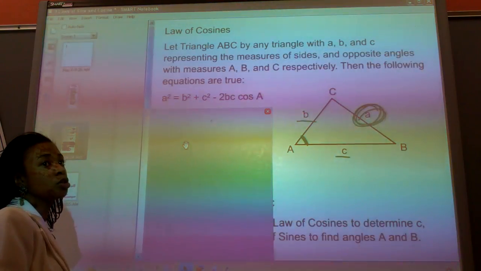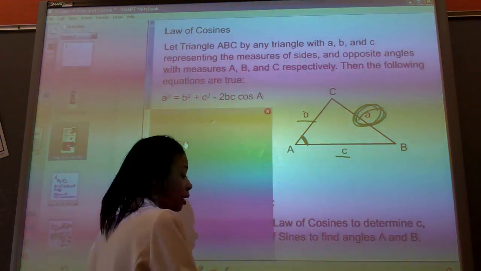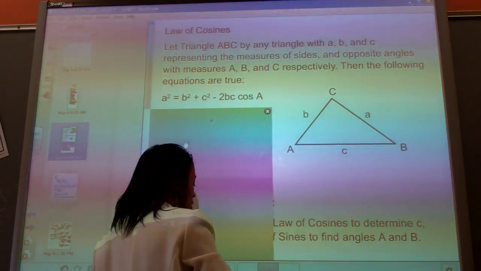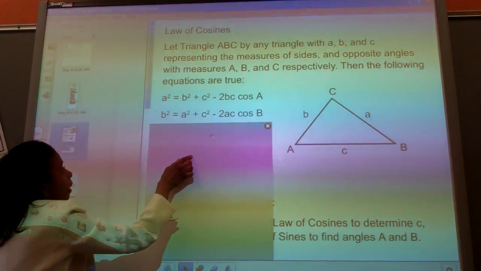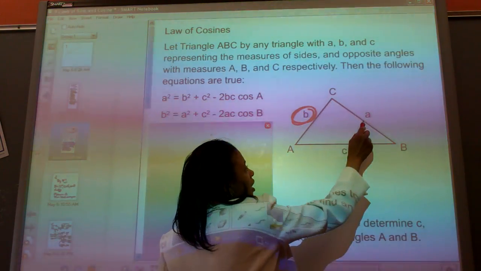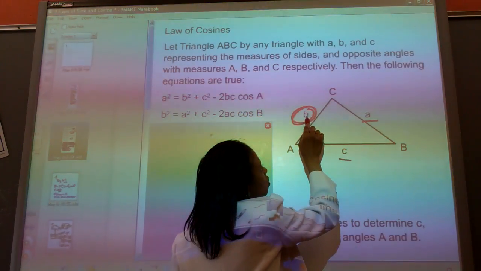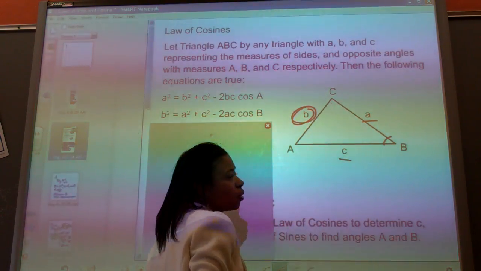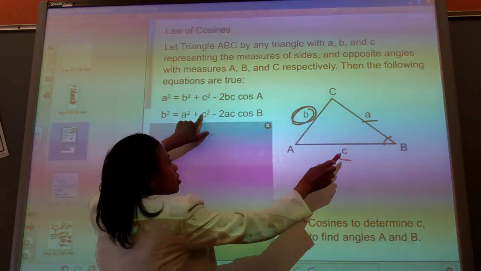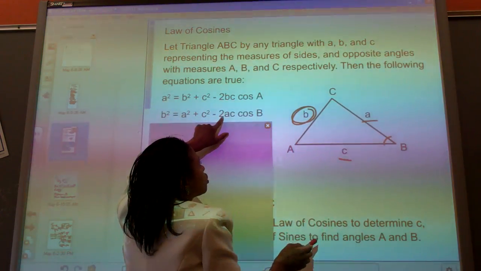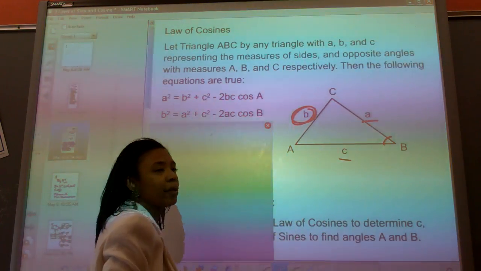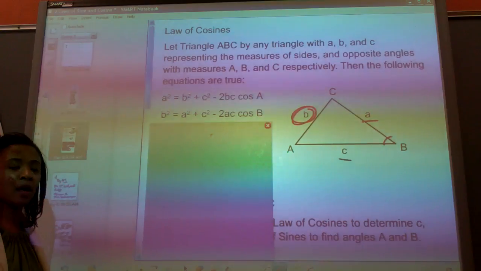Now, that's if I need side a for this particular triangle. Let's say for this particular triangle, I'm looking for side b. Now I need a and c, and I also need side b's angle, which is angle B. So b squared is equal to a squared plus c squared minus 2ac cosine of that angle B. And that will give us our b squared value.